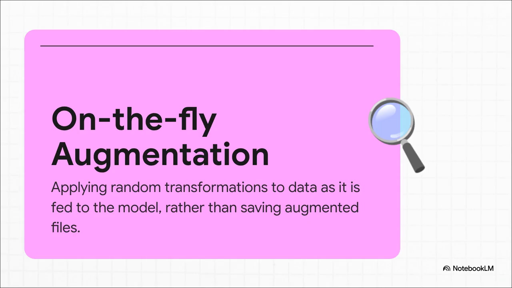So every single time the model looks at an image, we apply a random little change. Maybe this time it gets flipped. The next time it sees that same image, maybe it's slightly rotated and the colors are tweaked. This is amazing because it saves a ton of disk space, and more importantly, it means the model almost never sees the exact same image twice. It's like having an infinite data set.